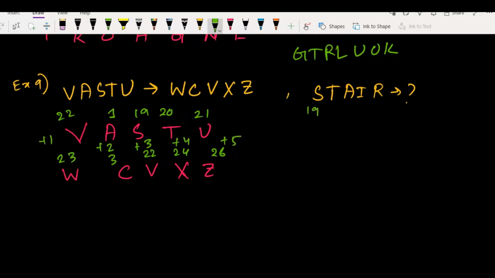So this is 19, 20, 1, 9, and 18. So plus 1, 19 goes to 20, then plus 2, 22, then plus 3. 1 plus 3 means 4. Then 9 goes to 9 plus 4. 9 plus 4 means 13. And 18 plus 5. 18 plus 5 means 23. So we get T, then B, then D, M, and W.